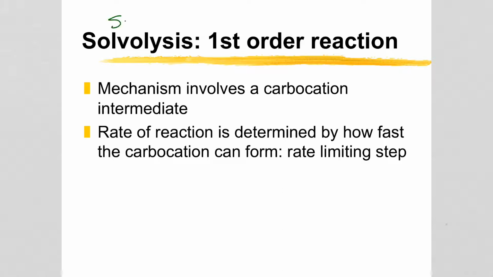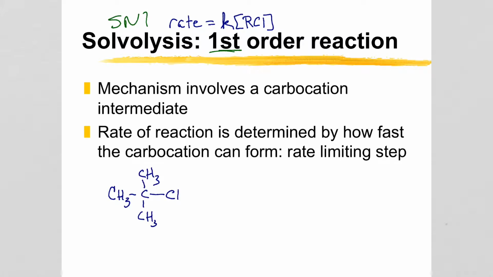Recall that SN1 reactions, like solvolysis, are first-order reactions. That means the rate is equal to the rate constant times the concentration of the substrate. Recall that the rate of the reaction is determined by the rate-limiting step, which in this case is how fast the carbocation can form. So we're going to form the carbocation here. And remember, this is a tertiary carbocation, so it is one of the easier carbocations to form.